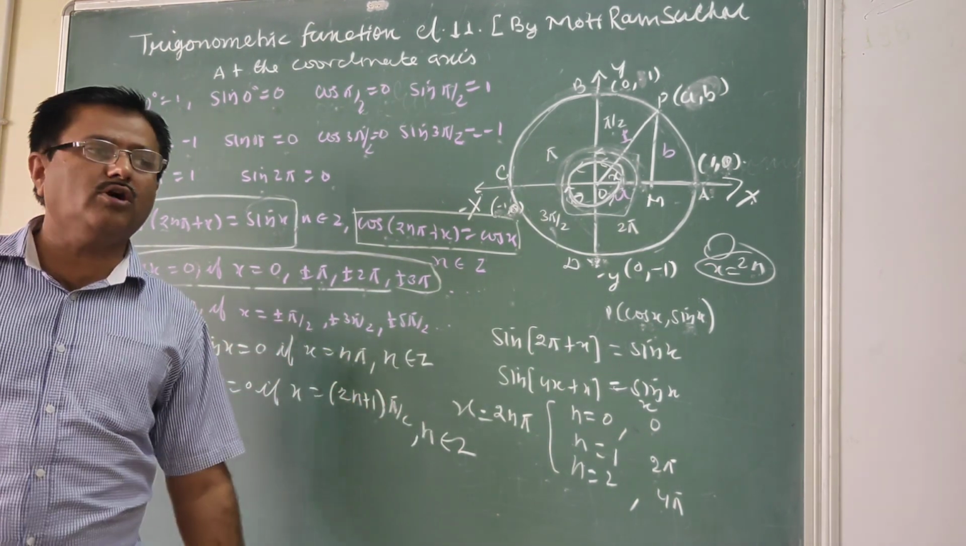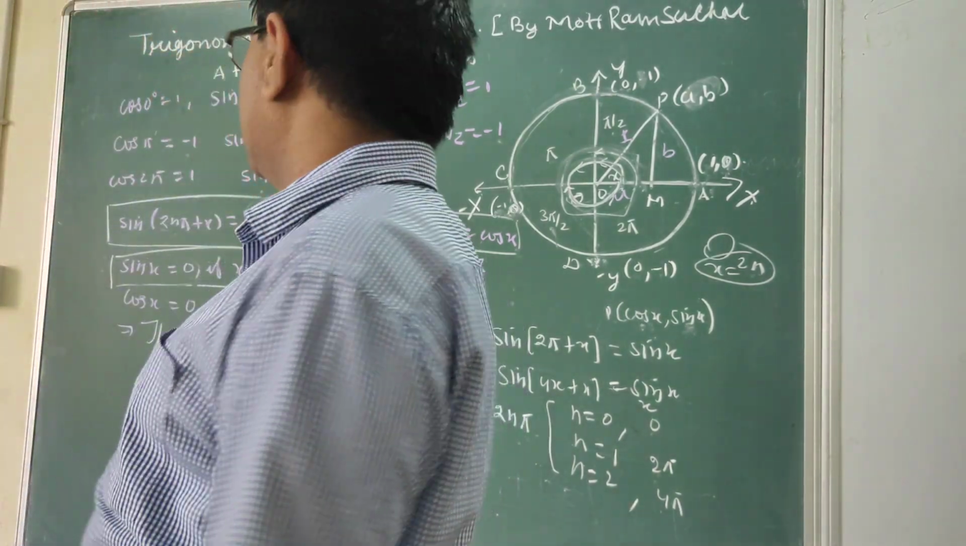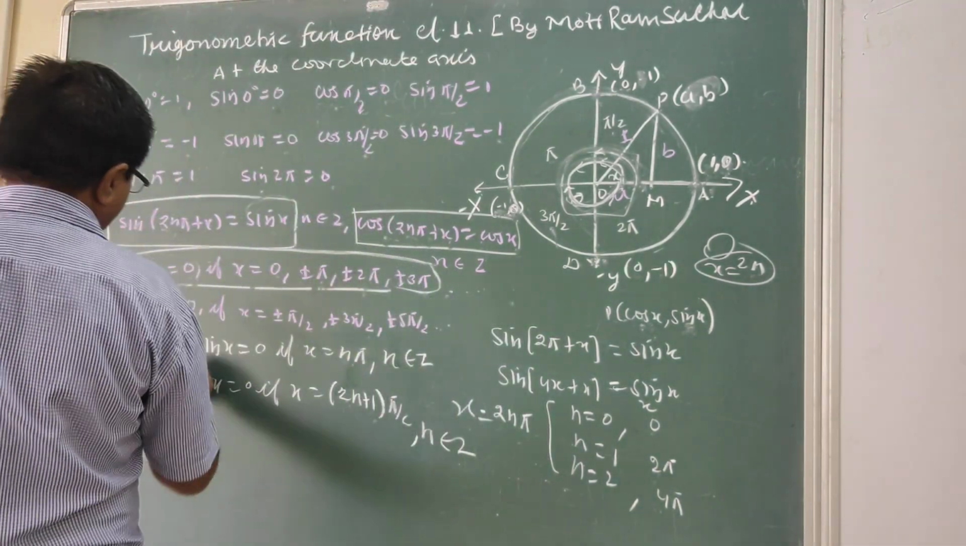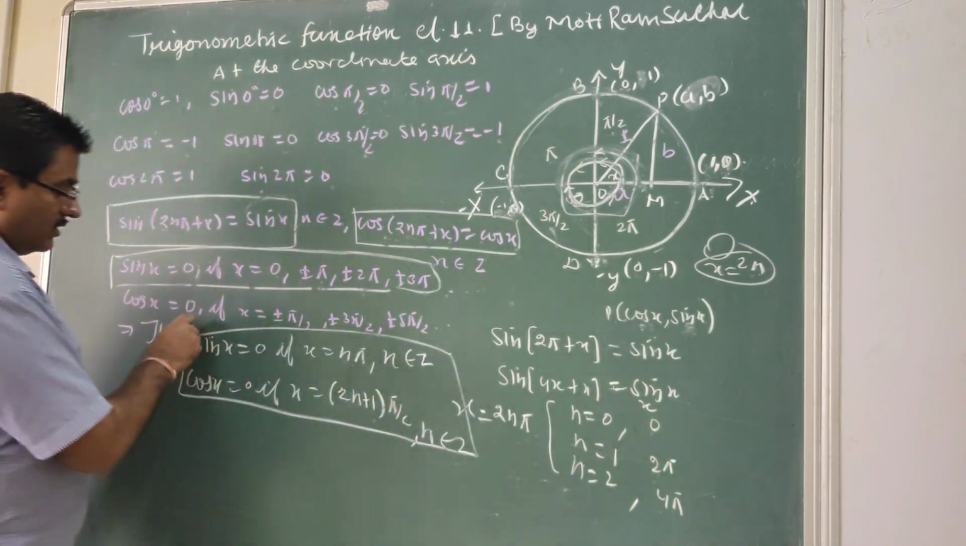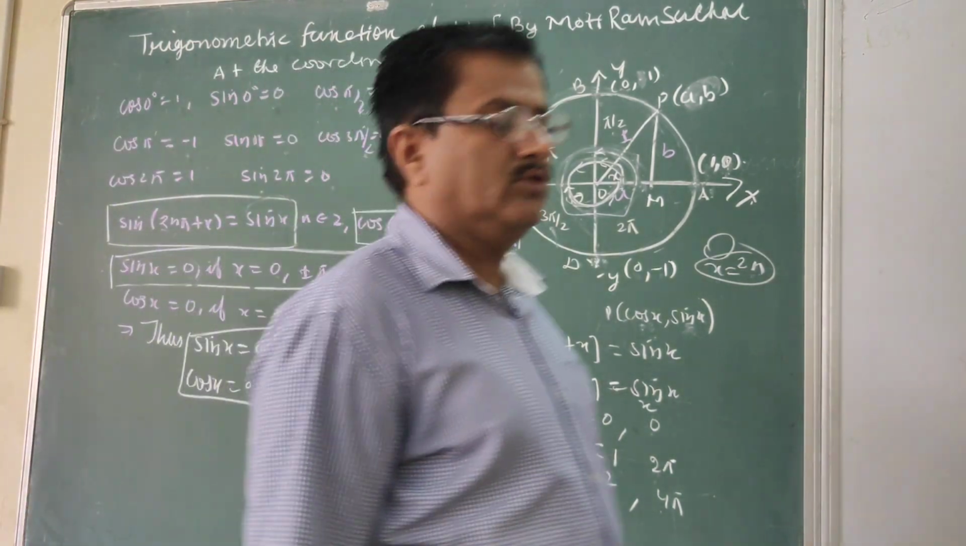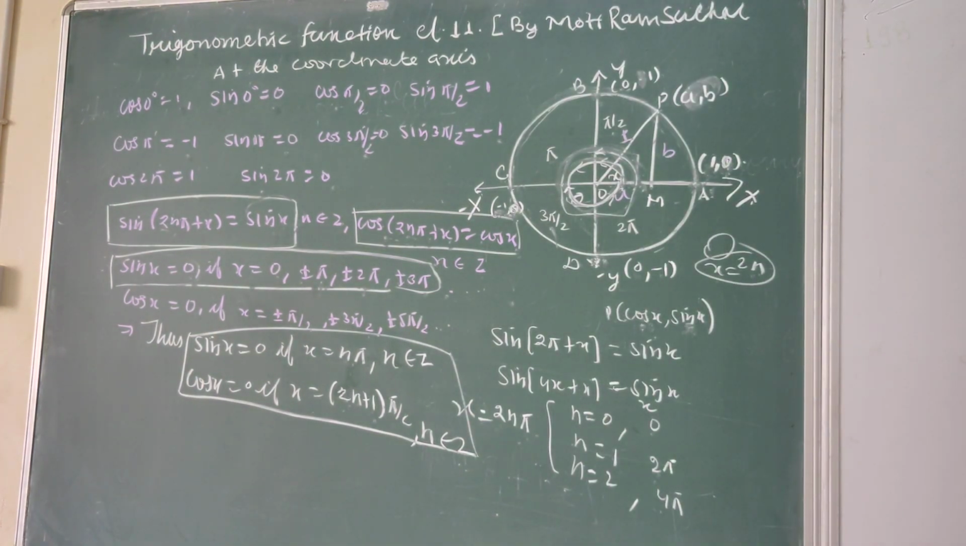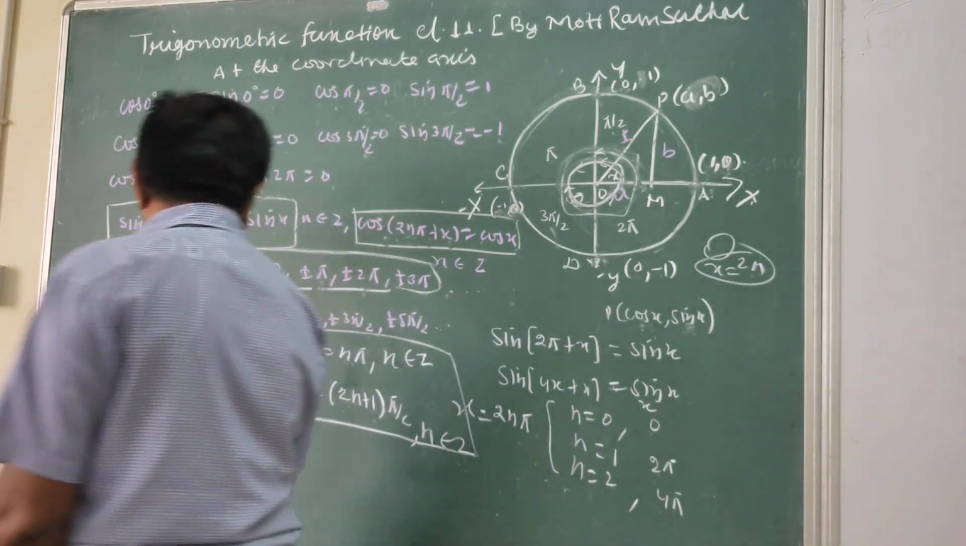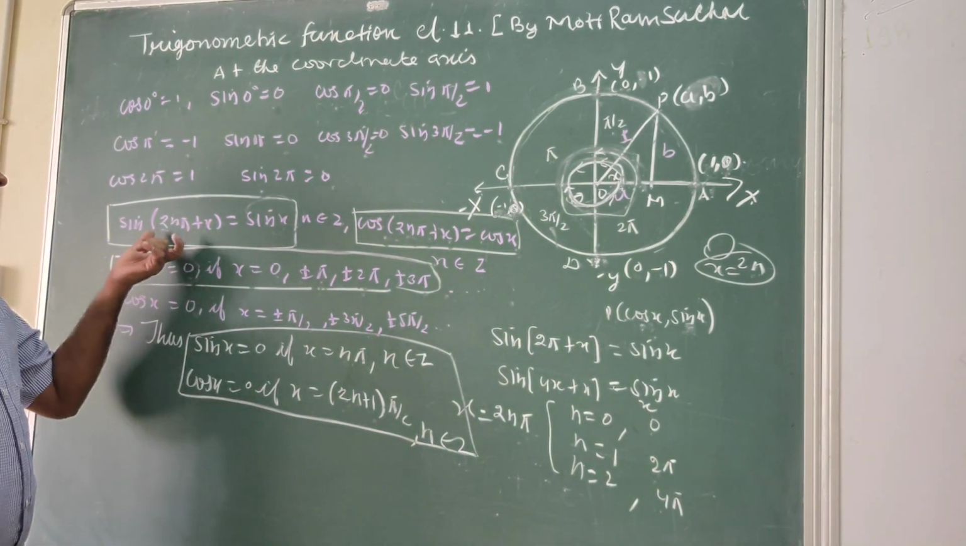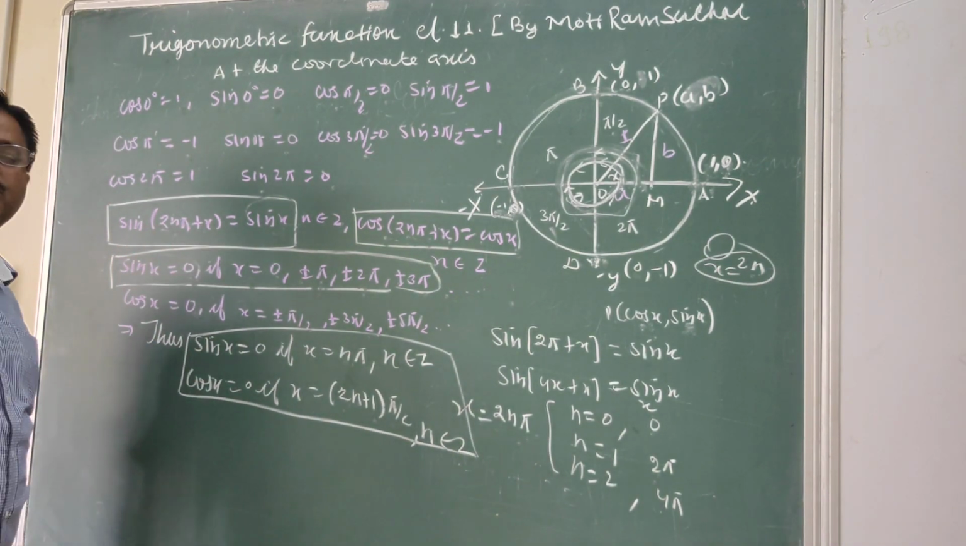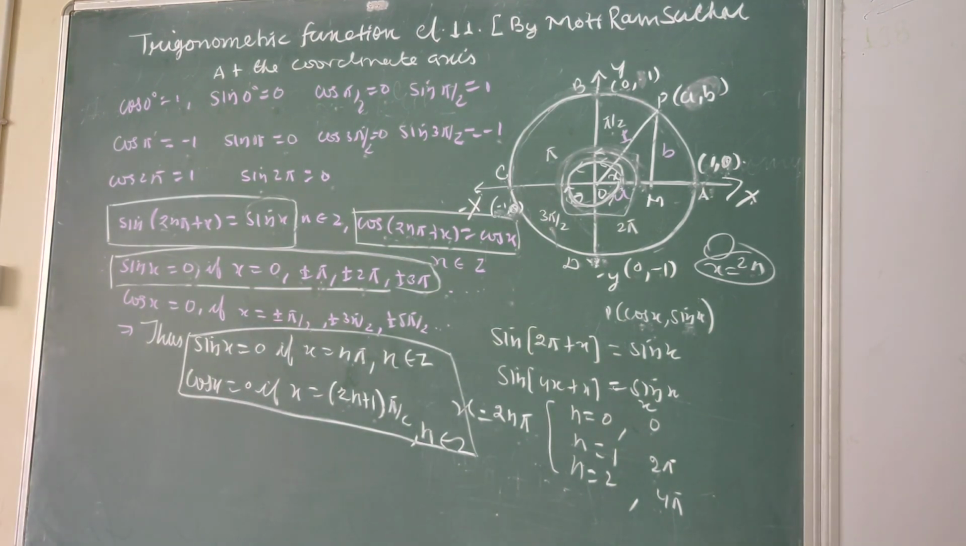So you can take n as any negative or positive integer. So this is also an important formula. We get these two results. Clear? Sin x equals 0 if x equals n pi, and cos x equals 0 if x equals an odd multiple of pi by 2. And secondly, what we say here is that in an interval of 2 pi, the values of sin x and cos x repeat. So when you get the values of sin and cos, we can find the values of the other trigonometric ratios also.